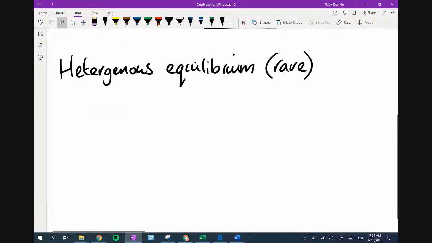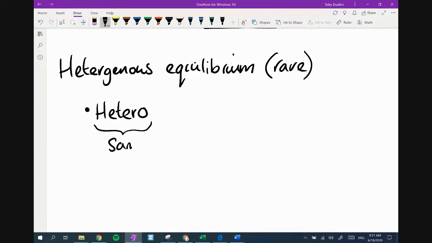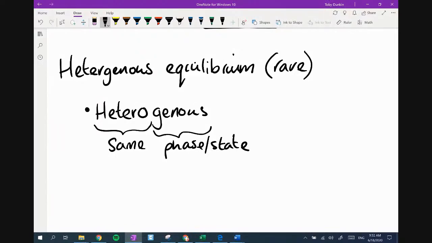I think it's reasonable for us to define this first of all. We see this word a lot, and I've already given it to you, but it's just nice to mention it. The word hetero literally means same, and genus means phase. And you're probably going to wonder what phase is. Of course, phase is otherwise known as state.